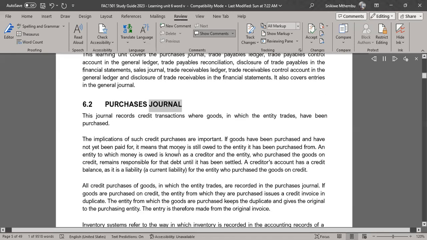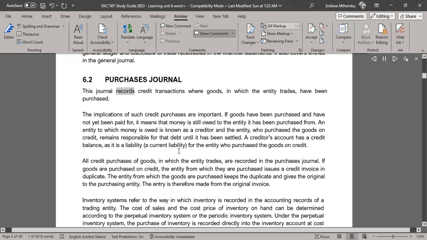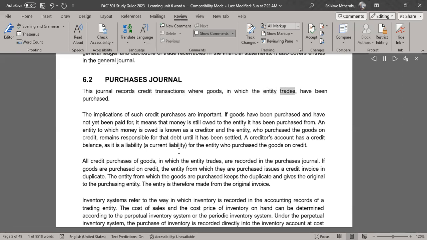6.2 Purchases journal. This journal records credit transactions where goods, in which the entity trades, have been purchased. The implications of such credit purchases are important. If goods have been purchased and have not yet been paid for, it means that money is still owed to the entity it has been purchased from.